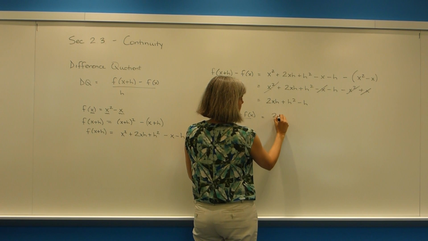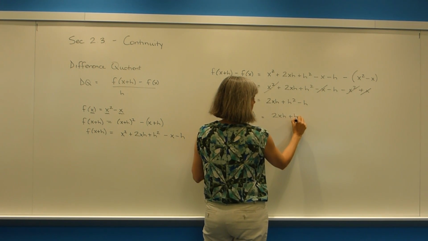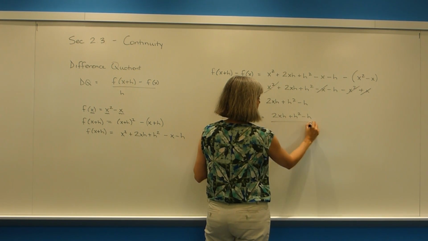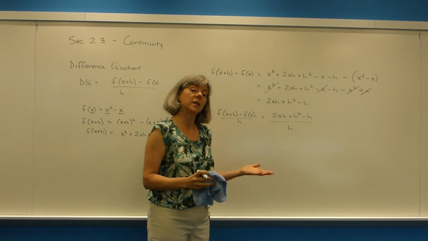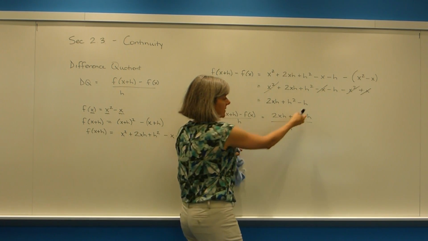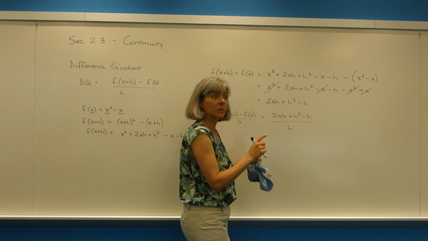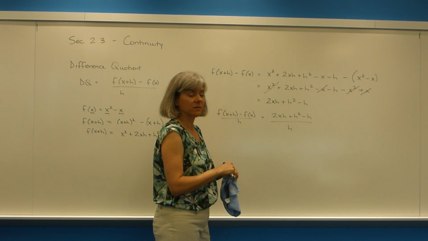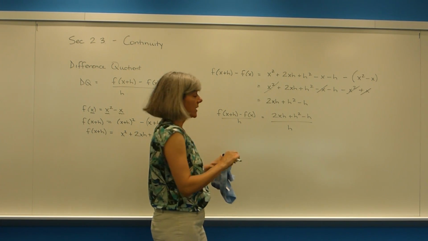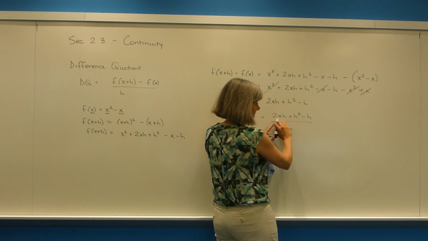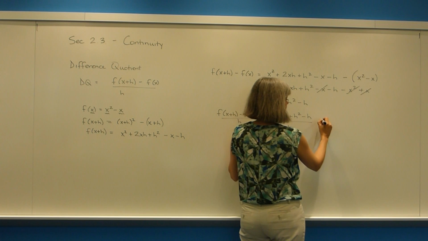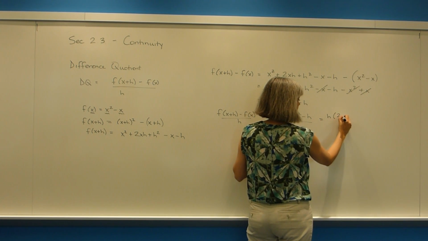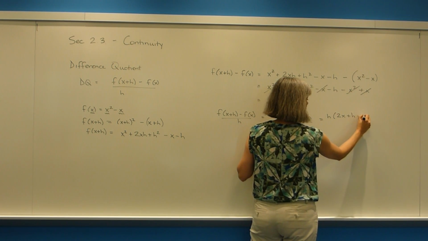So we'll take this, 2xh plus h squared minus h, all over h. We need to do a little bit more cleaning up. Do not cancel the h's. Remember, you can only cancel multiplied terms. That's not multiplied, that's subtracted. So there are two ways you can do this. One way is to go ahead, you can see that there's an h in everything in the top. So let's go ahead and factor out the h. 2x plus h minus 1.